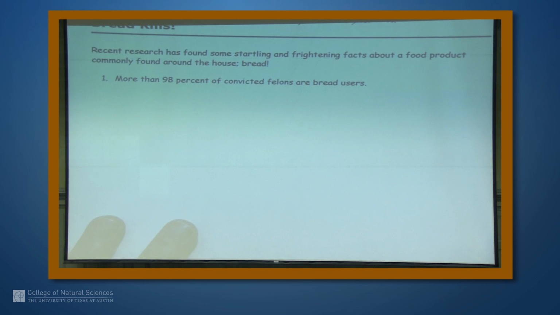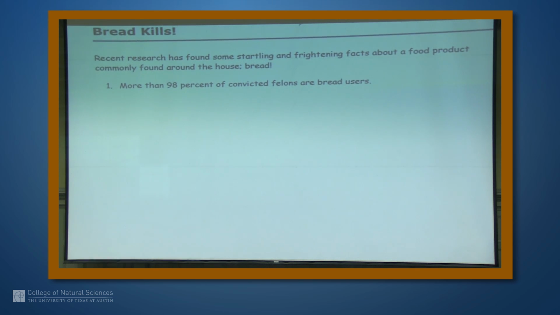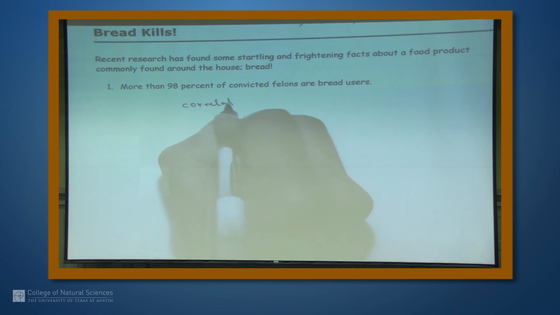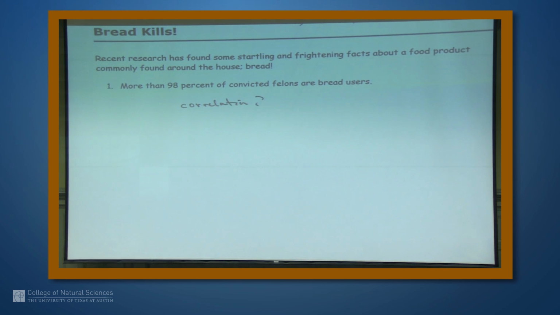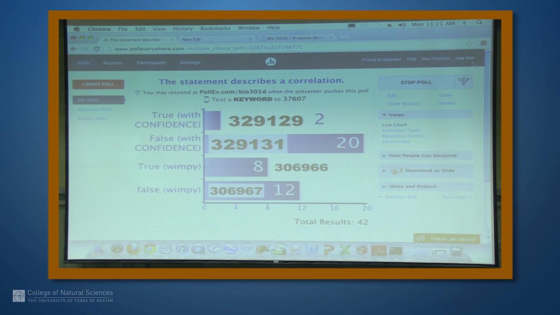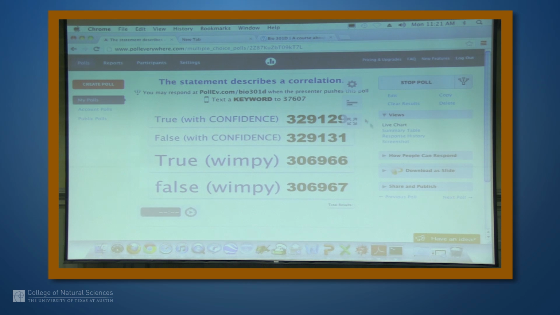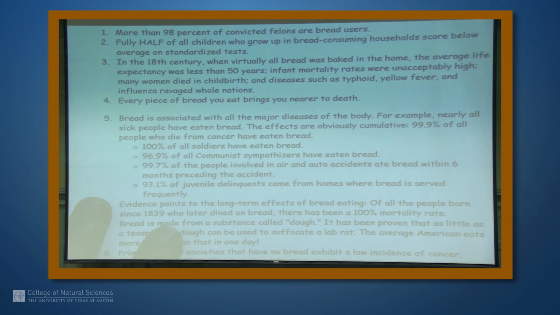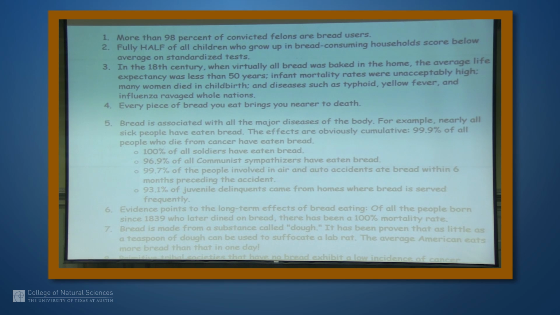Now, the first point is germane to us. More than 98% of convicted felons are bread users. Does that describe a correlation? I'm going to let you vote, after I clear this baby out. And the numbers are up there, so I guess I can let you read the whole thing. So you're dealing with the top one.